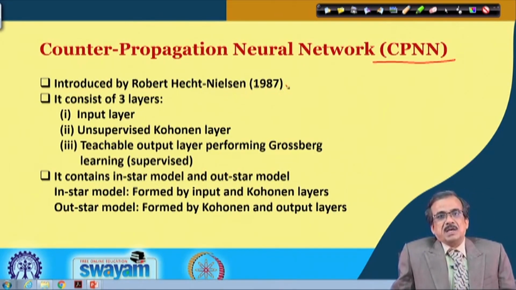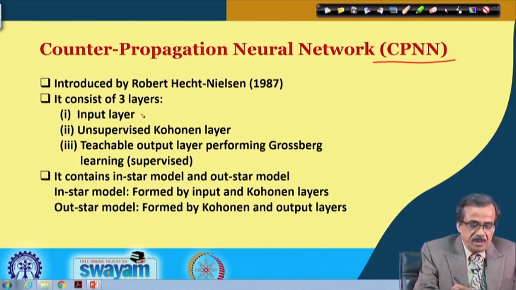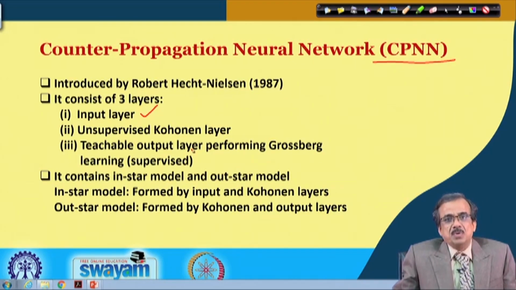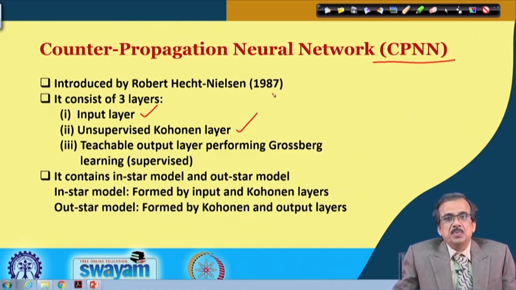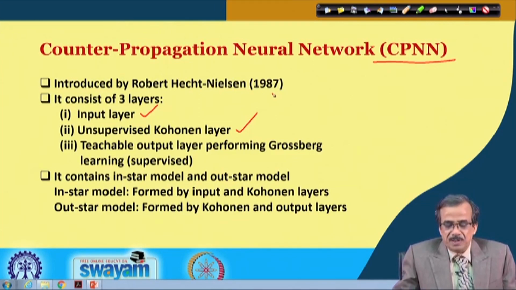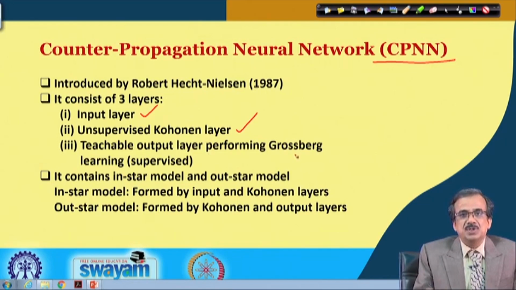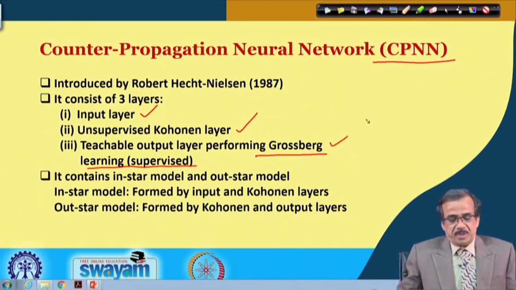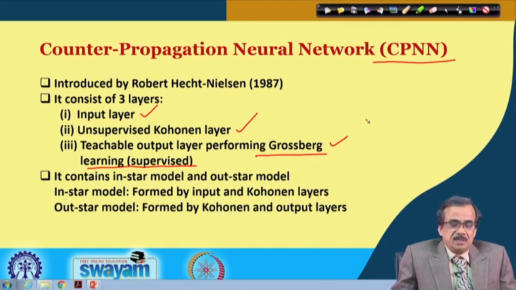Now, this network consists of in fact 3 layers. One is called the input layer. We have got the unsupervised competitive network or the competitive layer, and we have got a supervised layer, where we follow the principle of Grossberg learning. We have got one teachable output layer, and this layer is going to perform the Grossberg learning, which is nothing but a supervised learning. So, in this network we are going to consider both supervised as well as unsupervised learning.